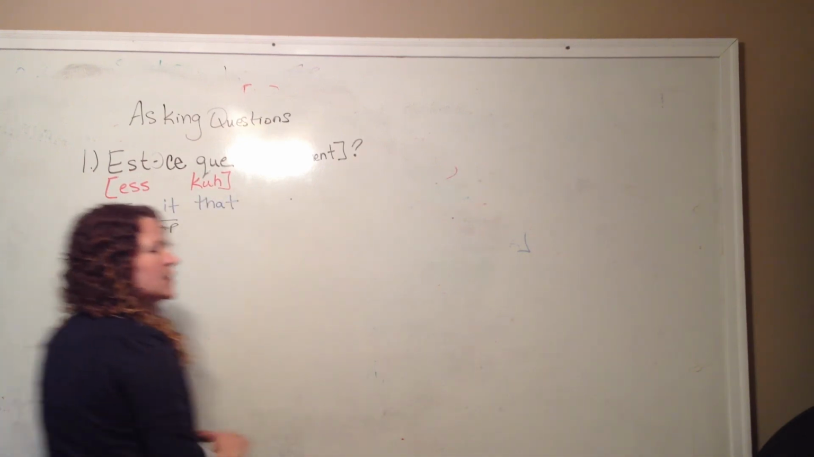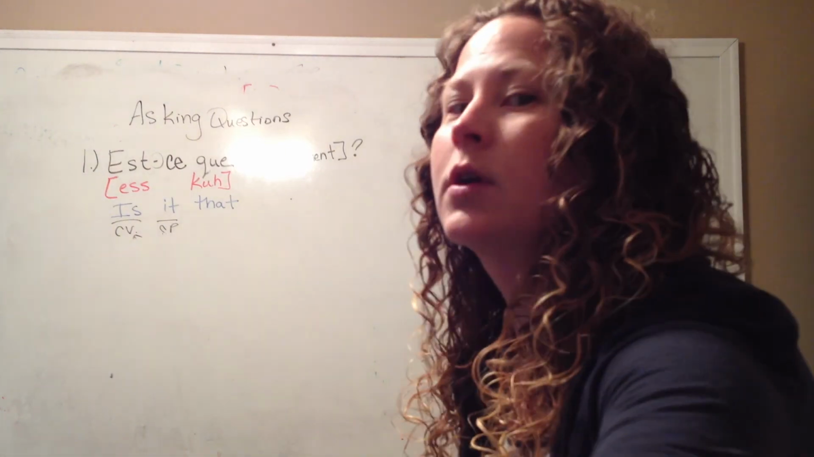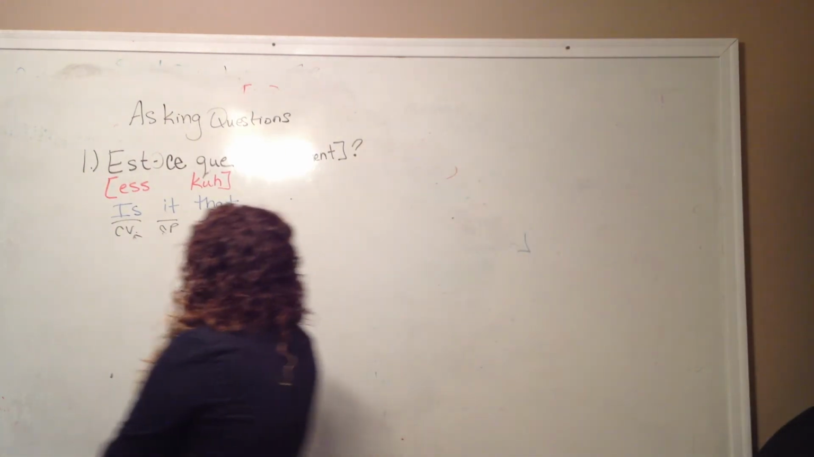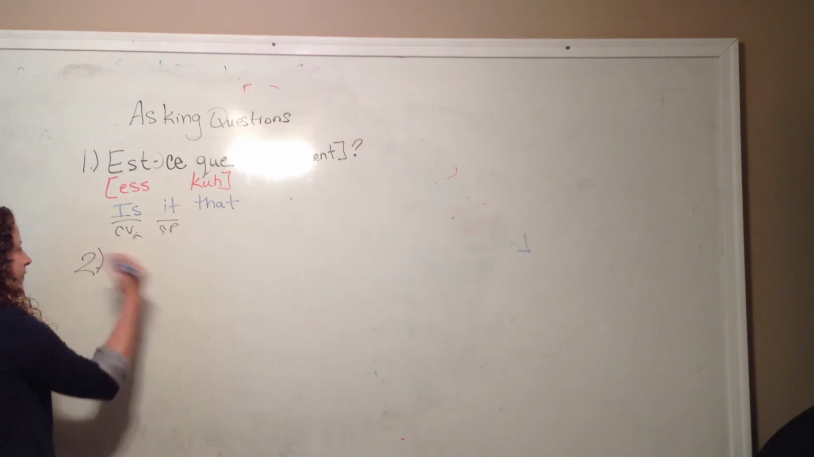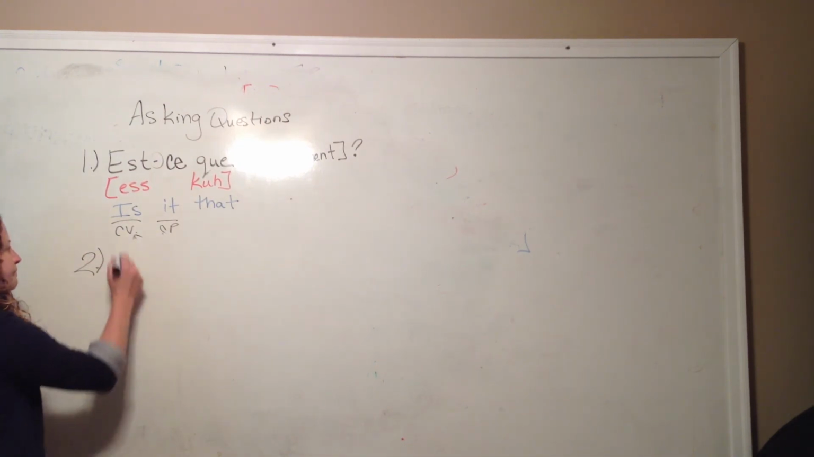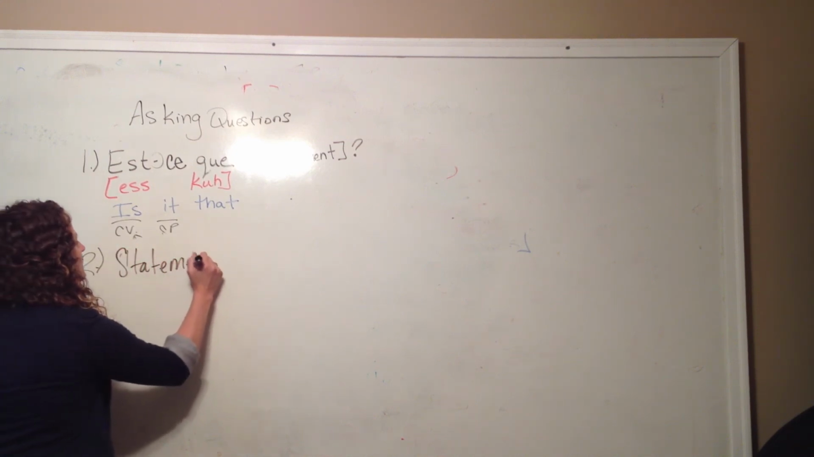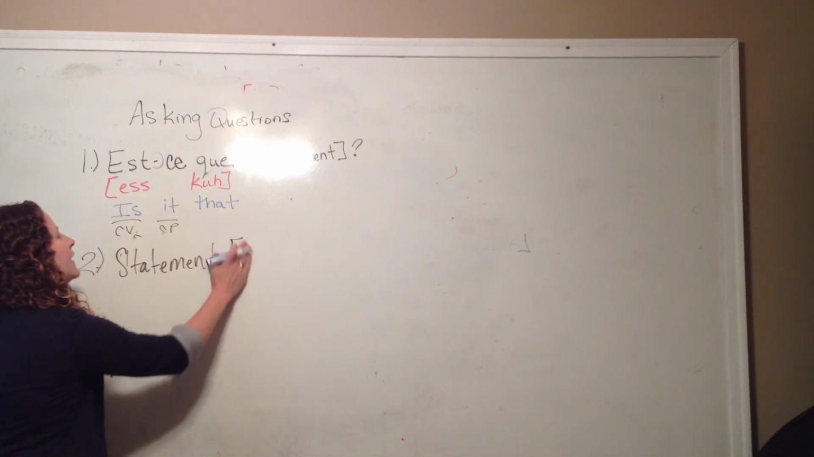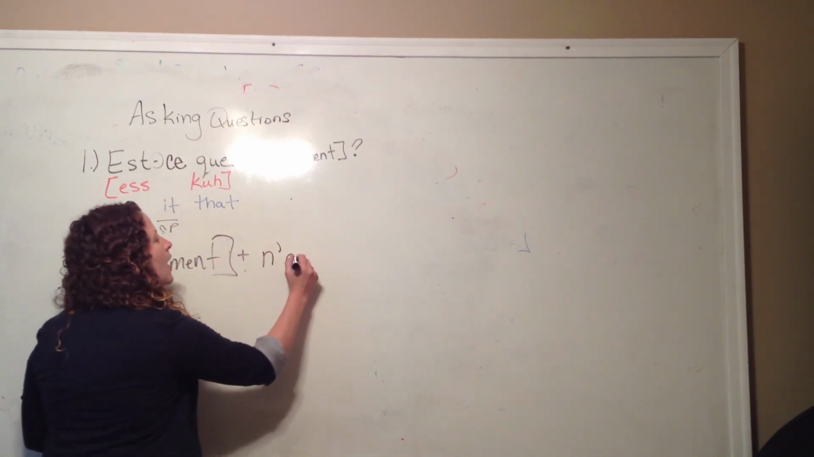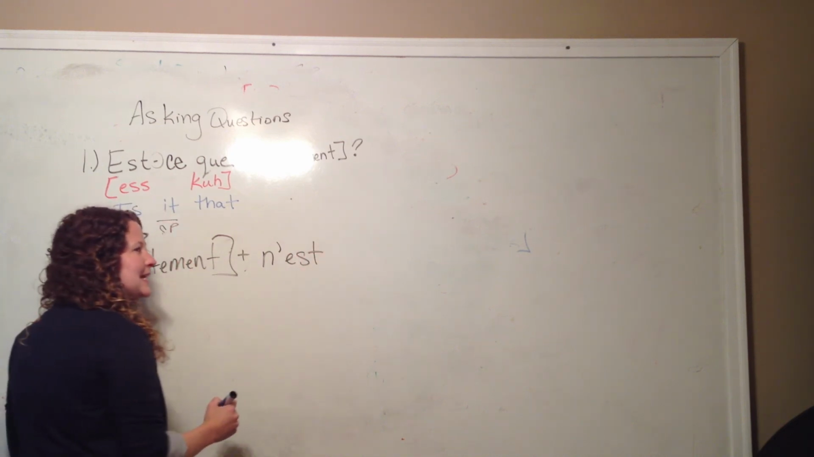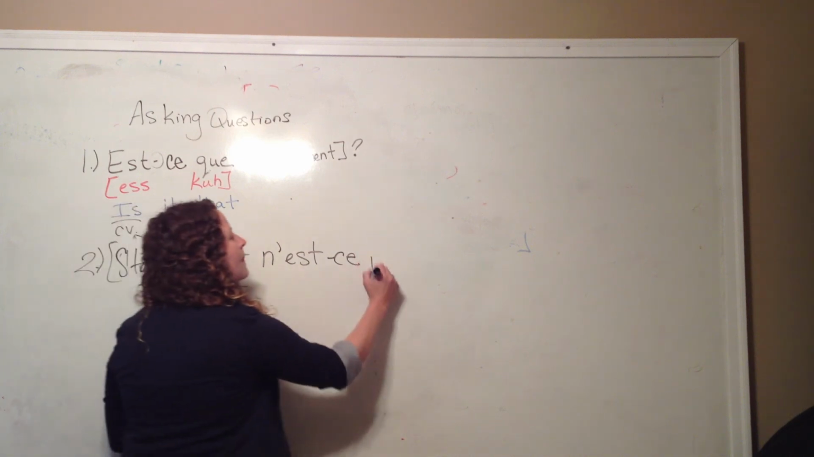Your next option is to put something on the end of the statement that you are saying in order to ask a question. So, if your statement is, well, we're just going to write statement here. So you have your statement, and then you add n'est-ce pas, with n apostrophe est hyphen ce, because it's the same thing, and then pas.